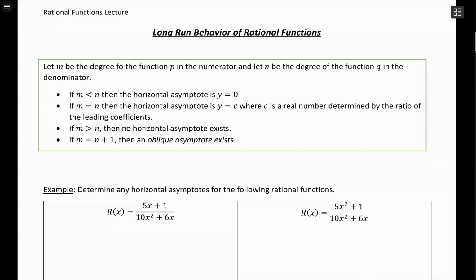So let's talk more about our horizontal asymptotes that come up with rational functions. So that's what we're going to be describing when we go to describe the long-run behavior. What we can use is the horizontal asymptote.